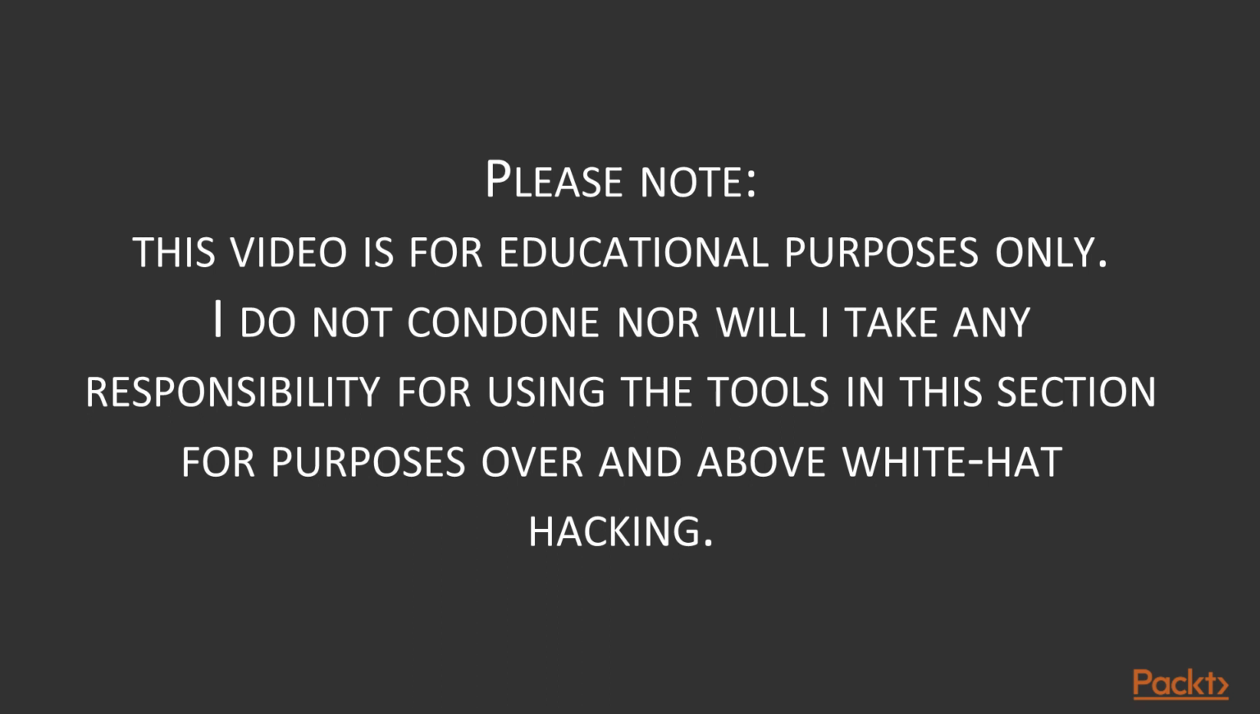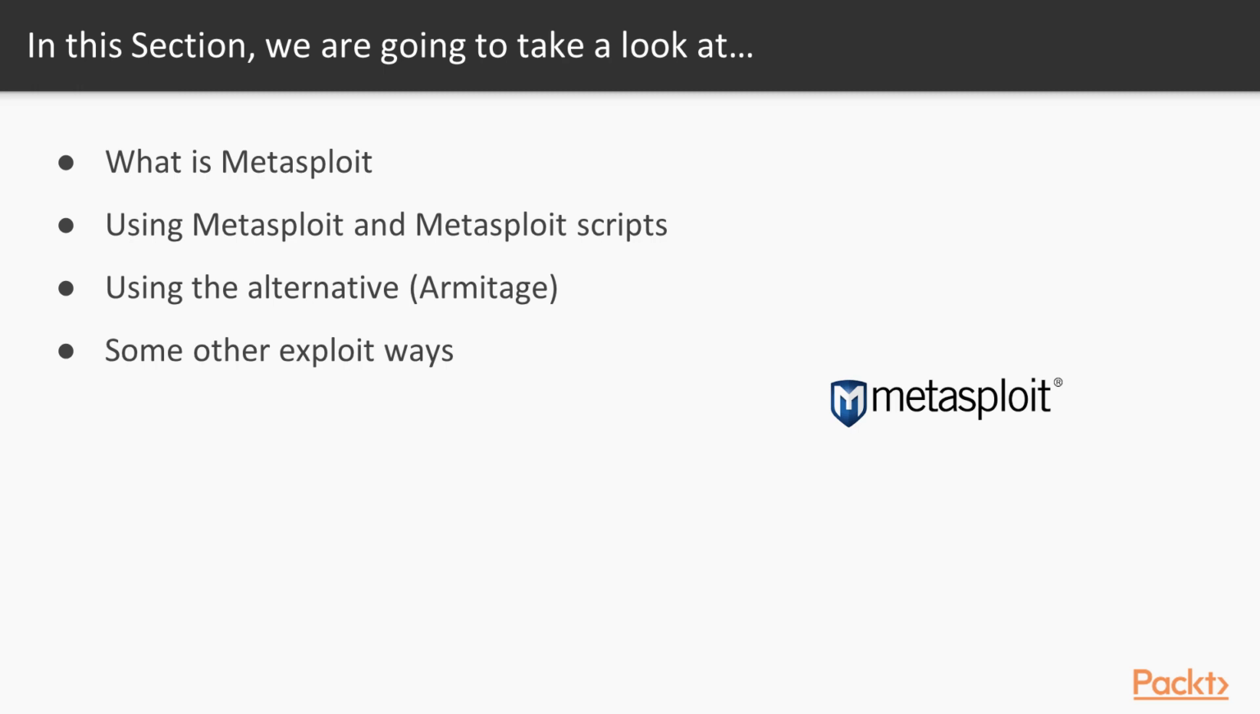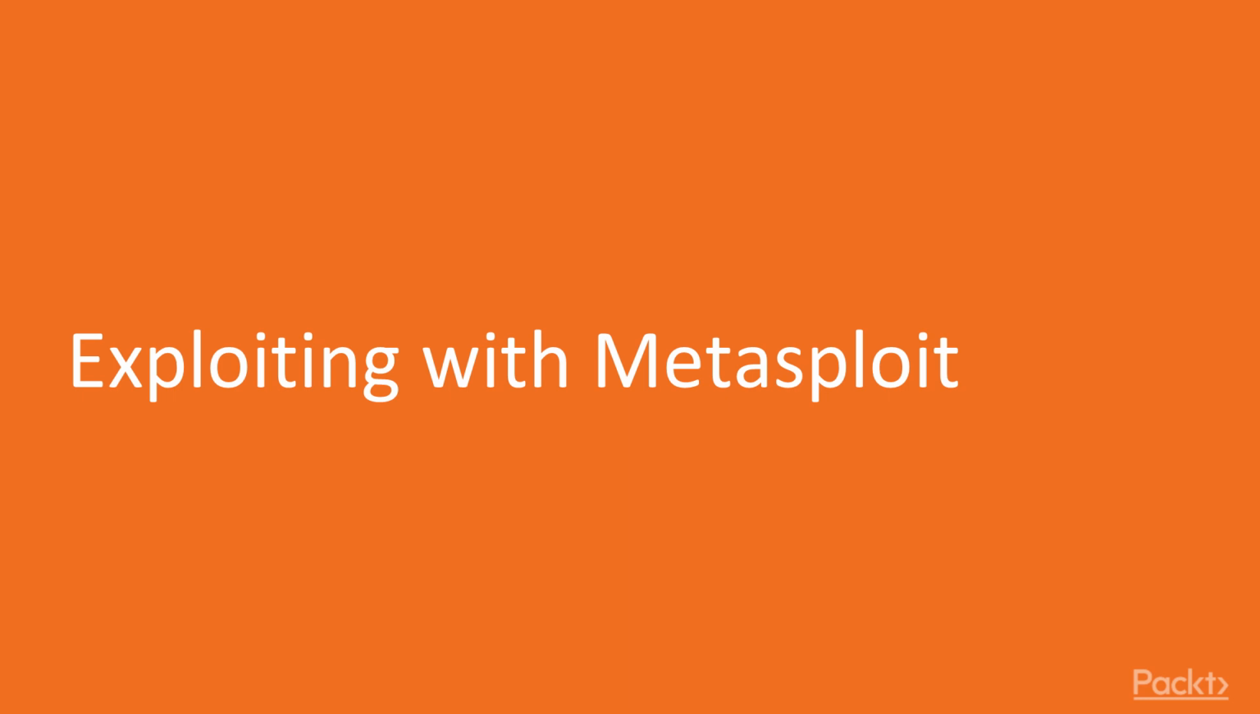Okay, so now that that's out of the way, in this section we will have a look at what exactly Metasploit is. From there, in video 2, we will have a look at how to use Metasploit as well as Metasploit scripts. In video 3, we will be using the alternative to Metasploit, which is the GUI, called Armitage. And in the last video, I will show you some other tips and tricks on how to exploit. For now, let's go and explore Metasploit.